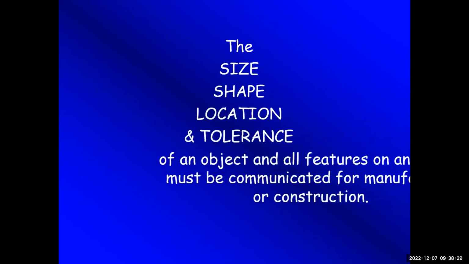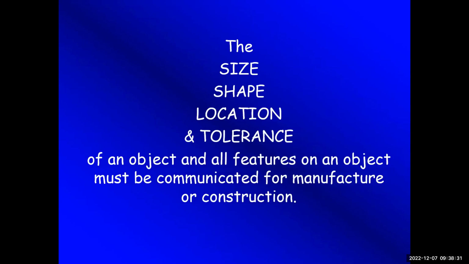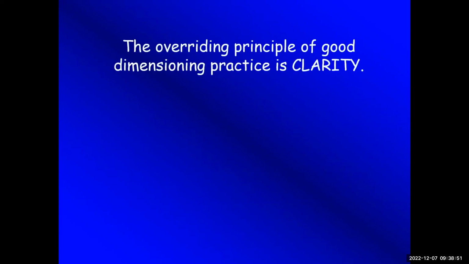All right, do's and don'ts of dimensioning. I don't know about the sound effects. So the size, shape, location, and tolerance of an object, and all features on an object must be communicated for the manufacture or construction of the object. Now, I'm not going to spend a lot of time on tolerancing, but there really should be a tolerance on every drawing. When you get them in industry, they will have that.